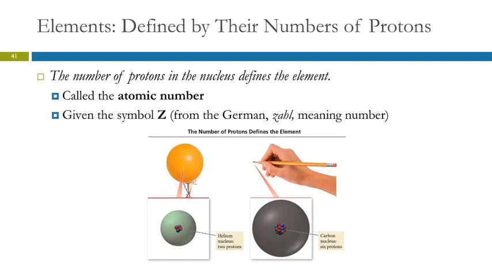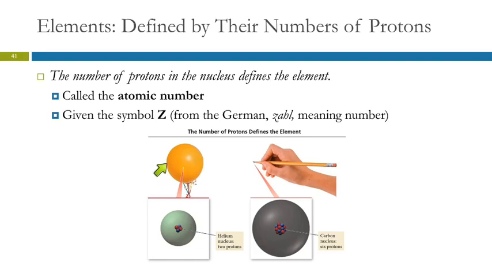So elements are defined by how many protons they have. I kind of think of the number of protons as sort of being like the personality or the soul of the atom. So the number of protons defines the element. We call that the atomic number. It's given the symbol Z. You might think, well, it should be A, but it's Z, and it's because it comes from the German word meaning number.